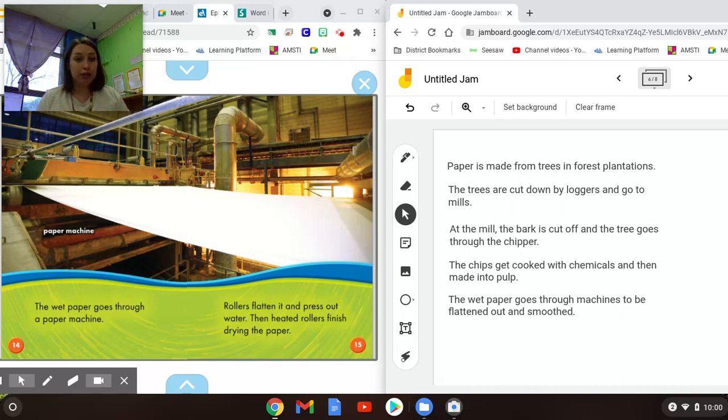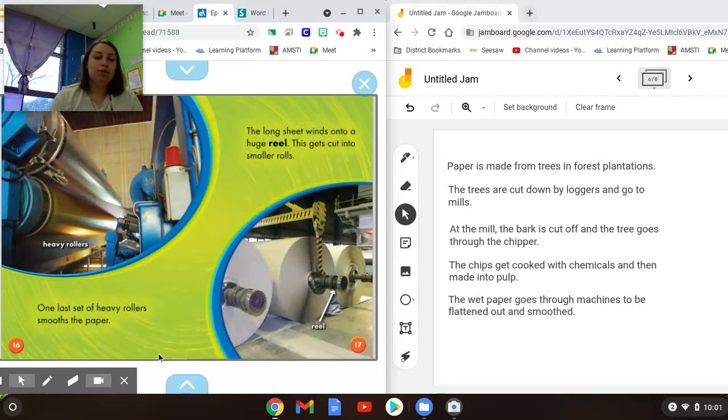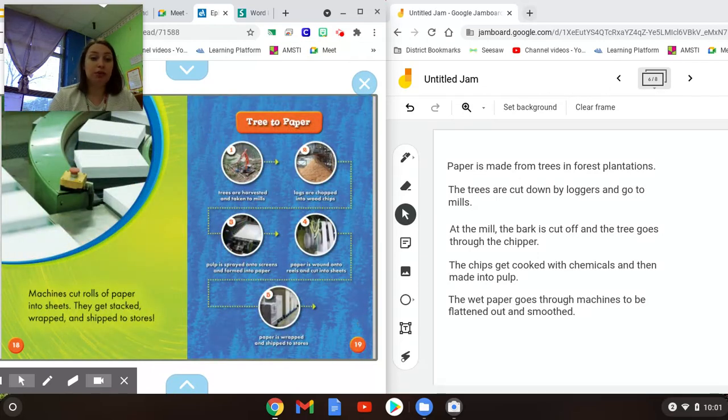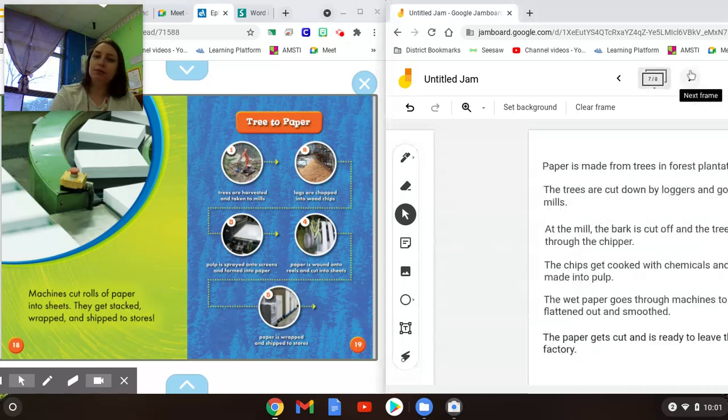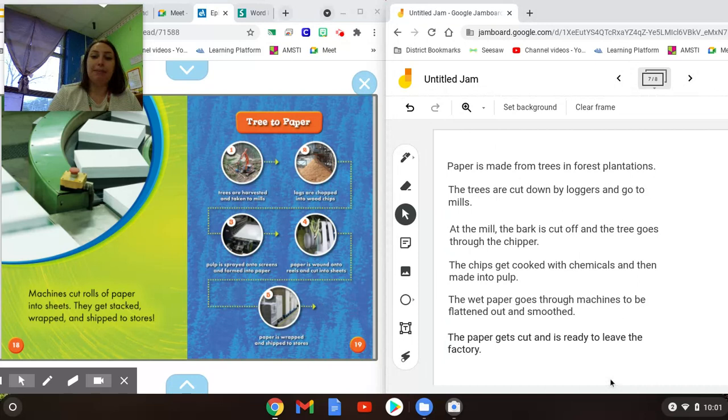So I took the information about it being a pulp and then going through machines, and I wrote that down, remembering my key details about being flattened, about being smooth, about going through machines, and about it starting as wet paper. Moving on. One last set of heavy rollers smooths the paper. The long sheet winds into a huge reel, and this gets cut into smaller rolls. Oops, I went backwards. Machines cut the rolls of paper into sheets. They get stacked, wrapped, and shipped. So for my last step, it says the paper gets cut and is ready to leave the factory.